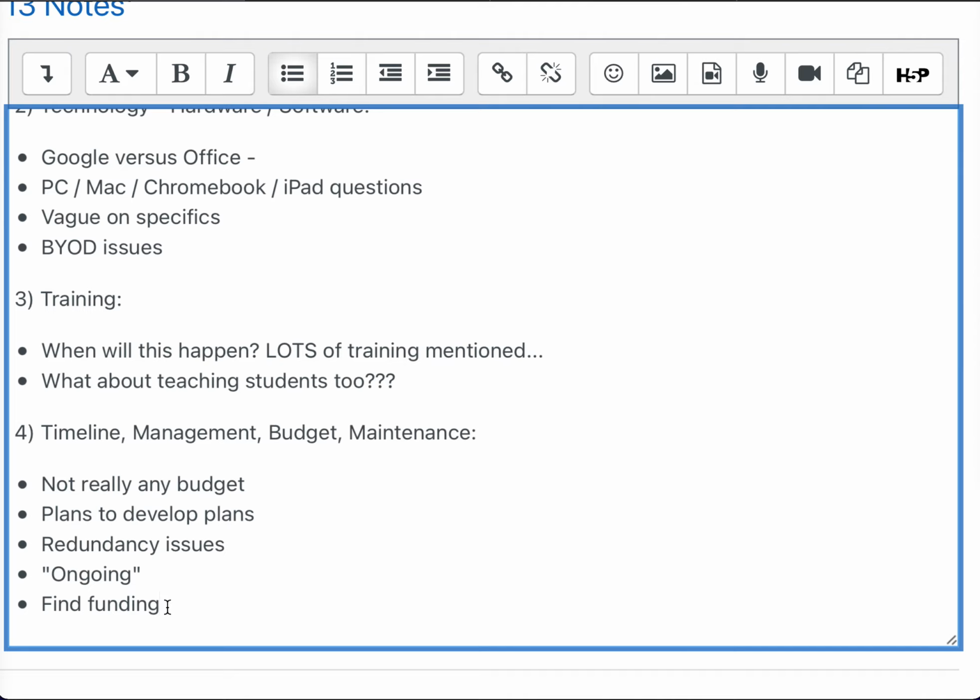So, yeah, finding funding. I mean, that's a good goal, but nobody's going to give you a grant if you can't tell them what the grant's being used for, how much you need, how it's going to be used, and how you're going to justify its use. So it does feel a little backwards there.